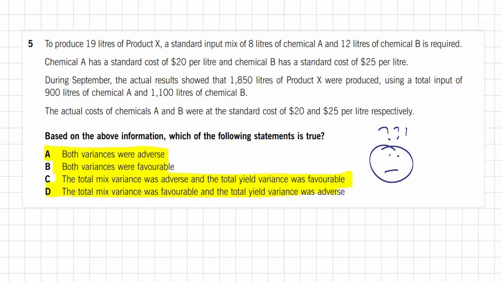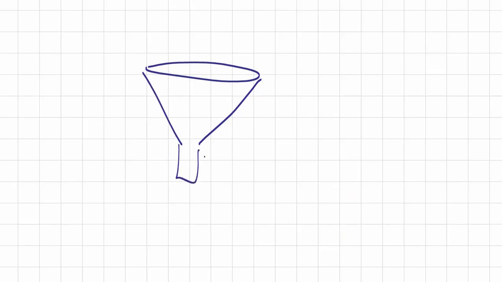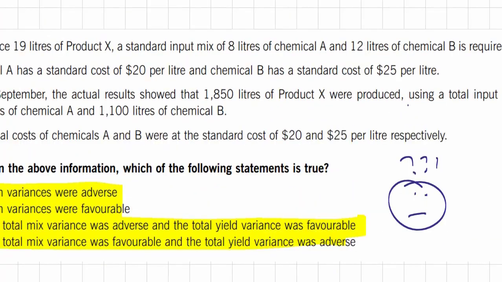So if we are looking, everybody, pardon my artwork, mix variance first. We are looking at the ratio of the inputs. And we need to compare the standard mix to the actual mix. And because there are no calculations, maybe we can just do this logically. So let's do mix variance first, then we'll come back and do yield. Let's come back to the question.